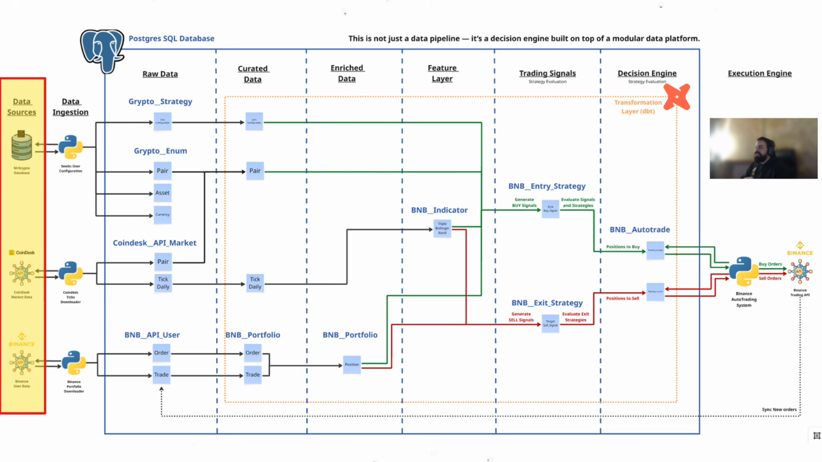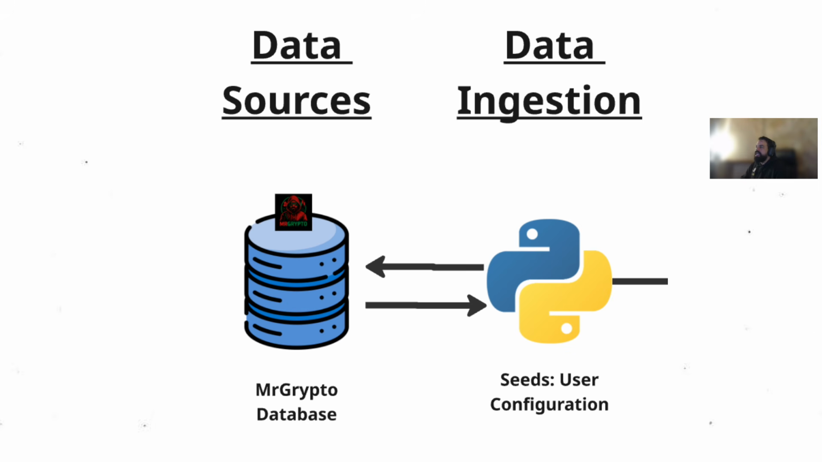The first layer of the system is the data sources, which define where all the information needed for the auto trading system originates. In this project, the trading strategies come from an application database where users define how they want to invest. This will be your production database.